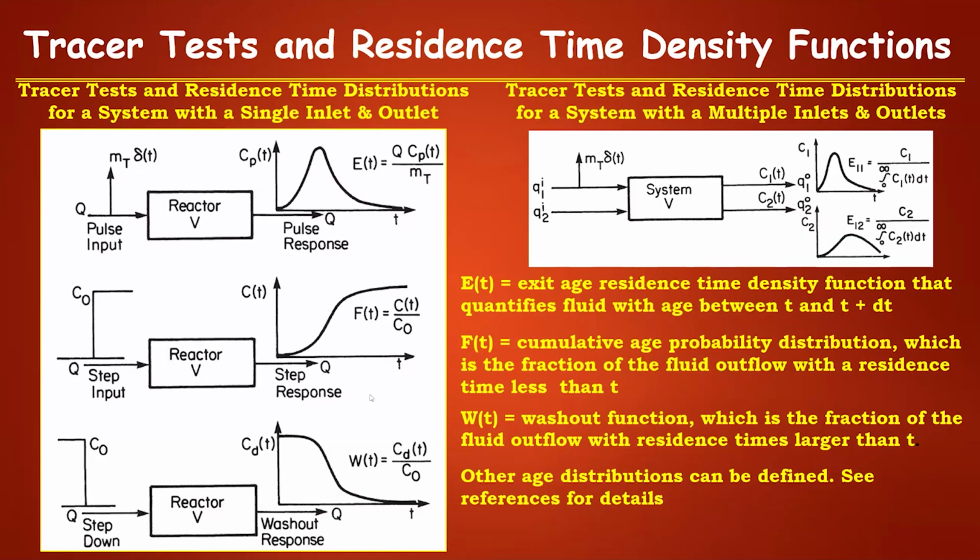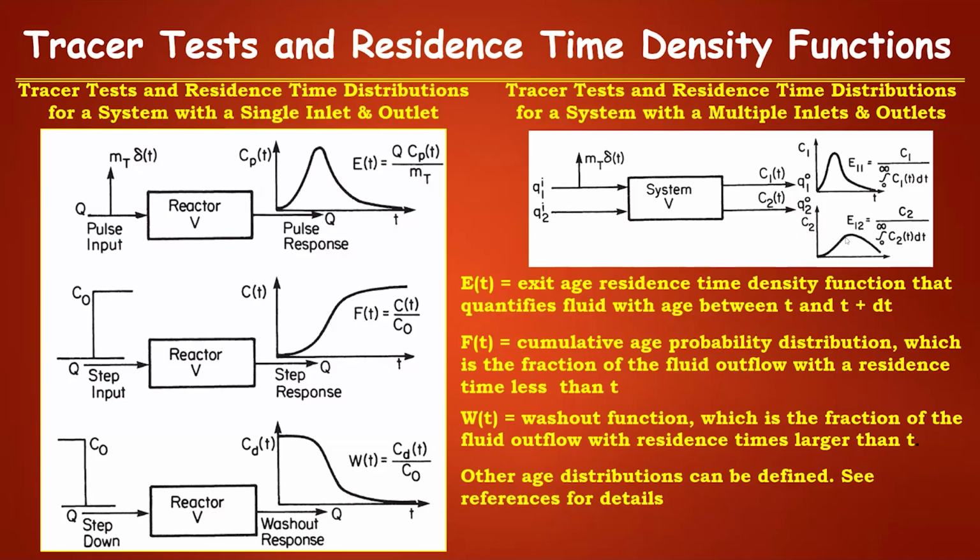That's the fraction of fluid outflow with a residence time less than T, and that's often done by introducing some type of step function. The opposite of that is what we call the washout function. This would occur if you turned the step function off and then allowed the tracer, as it implies, to wash out. So these are the basic fundamental functions. Of course, others can also be defined, and those give other types of information.